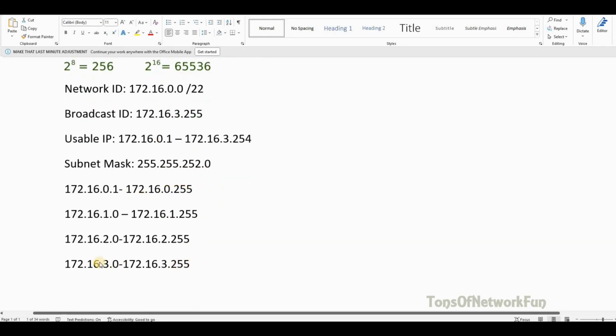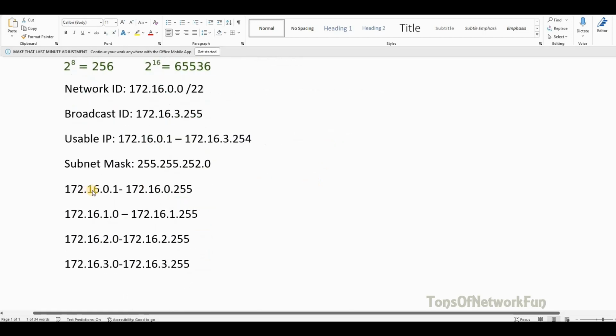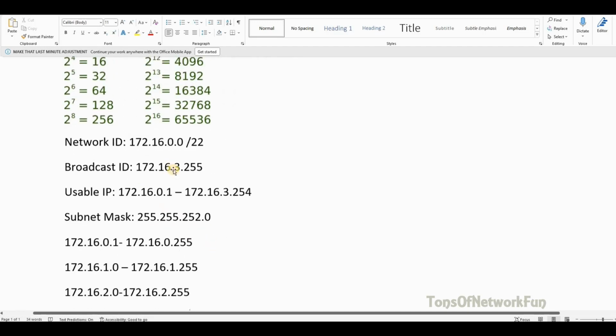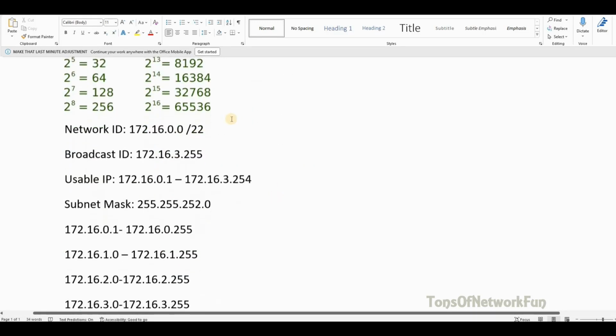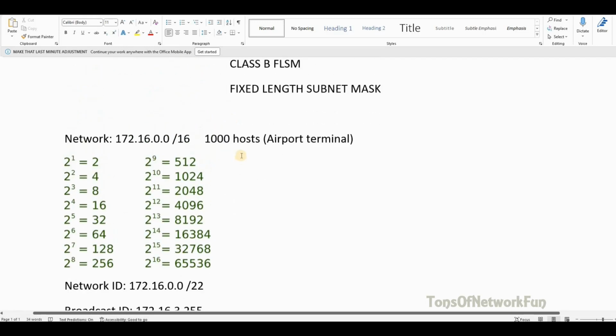This many IP addresses we can provide, and we can provide it for this airport terminal from 172.16.0.1, first usable IP, and then we can go all the way until 172.16.3.254, which will be the last usable IP. This one, not 255, that's a broadcast ID. Okay, so this is how you would design when you get a requirement like this with a class B FLSM. So now you know how to work this. If you have any questions, you can ask me down below.